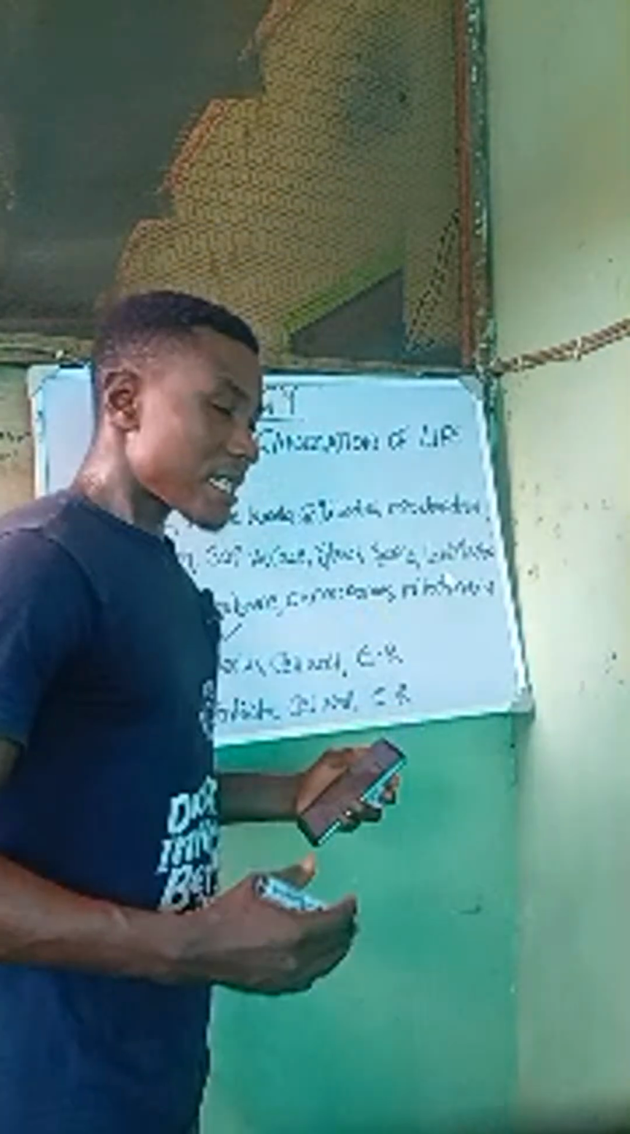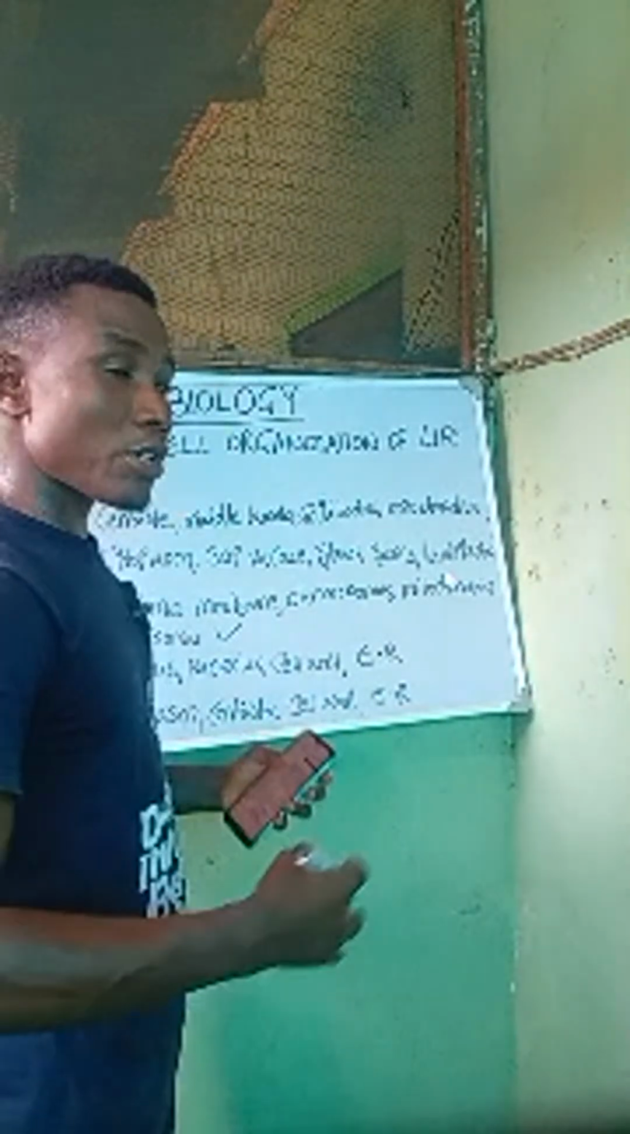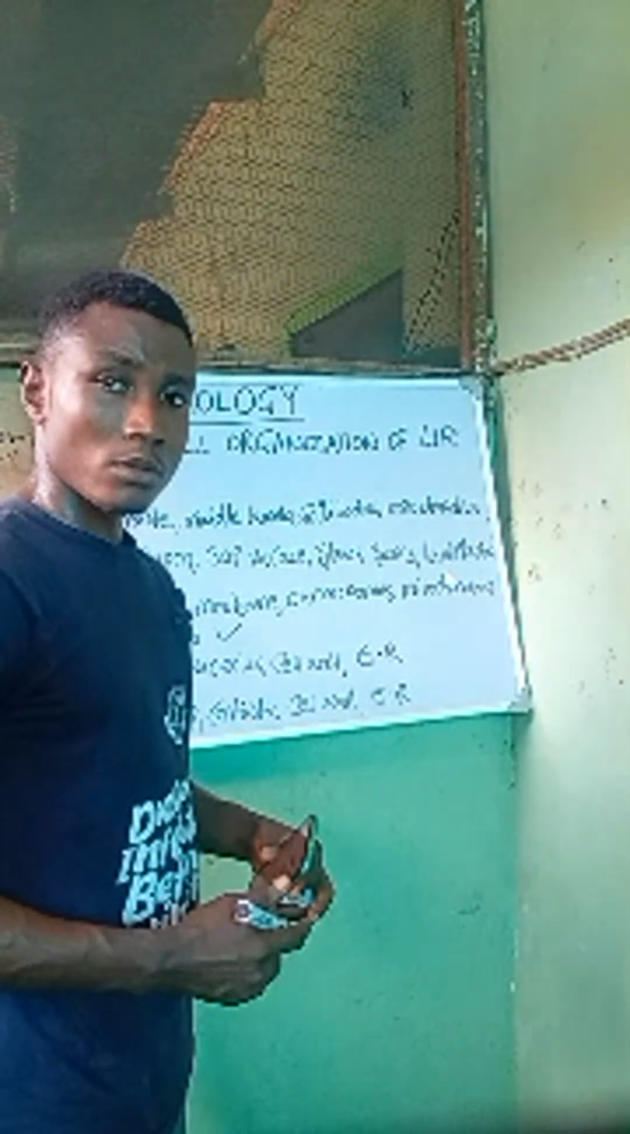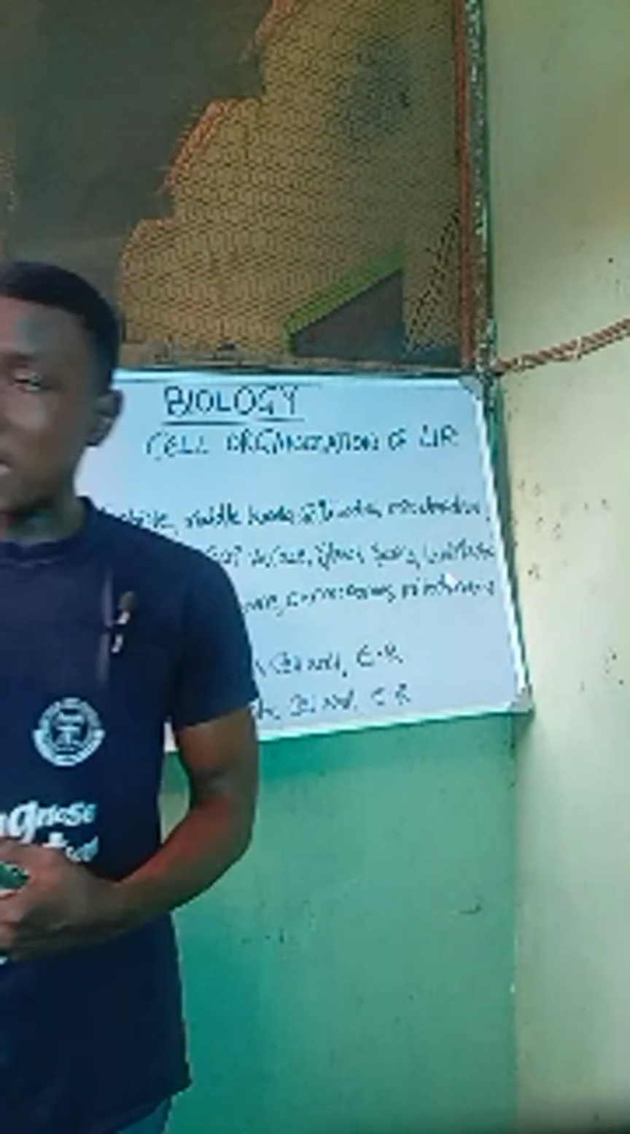In plants, there are no centrioles, but in animals, centrioles are present because they are responsible for division. So the correct answer there is C, the plasma membrane, which is present in both plant and animal cells. We have the chromosomes, present in both plant and animal cells, the mitochondria, present in both, and we also have the lysosomes, present in both plant and animal cells, right?